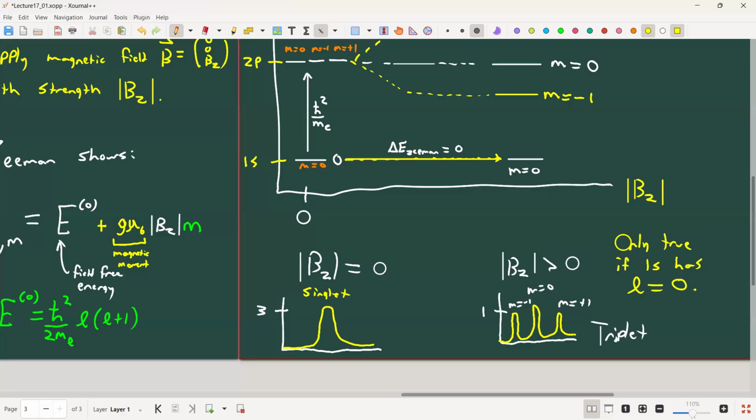Interesting. And this is a completely general effect. I mean, it's not just hydrogen. Any system that has angular momentum is affected by the Zeeman effect for this exact reason.